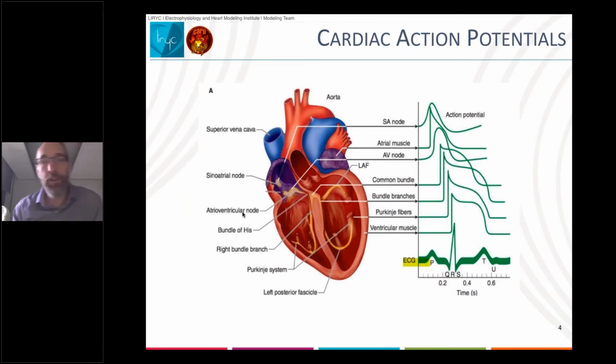So let's start off with the heart. You'll notice that different places of the heart have different action potentials. The action potential, if you recall, is the voltage that's measured across the membrane of the cell.